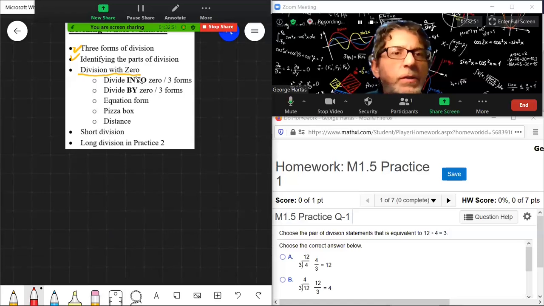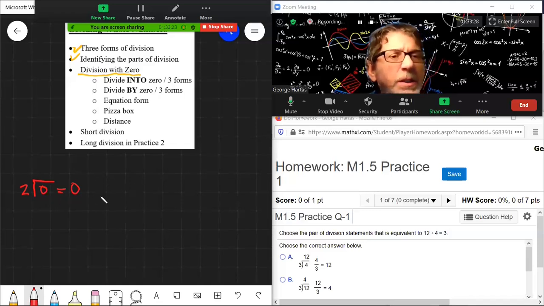Okay, so let's look at divide into zero first. Let's say we have 2 divided into 0. Whenever we divide into 0, the answer is 0. Okay, whenever we divide into 0, the answer is 0. So that's one way to represent it.